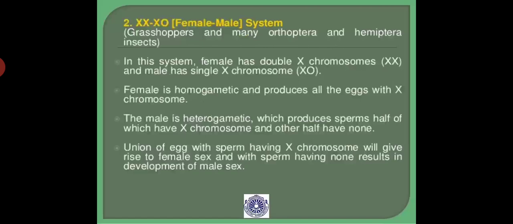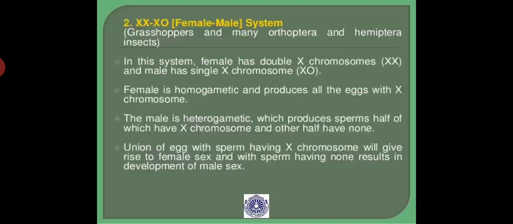Second type, XX-X0, which is again a female male system, and this system is seen in grasshoppers and many Orthoptera and hemipteran insects. And in this system, female has double X chromosomes, that is XX, and male has single X chromosome, hence it is represented as X0. It is not XO, it is X0.